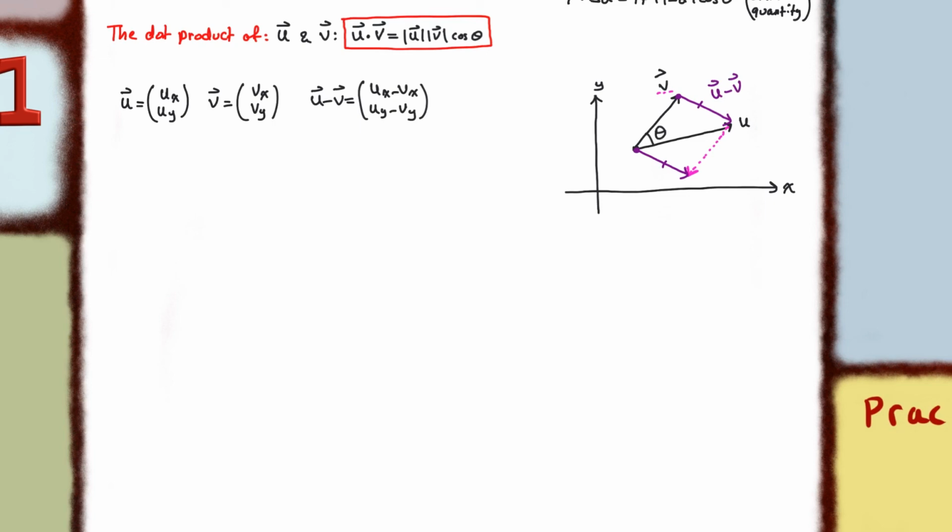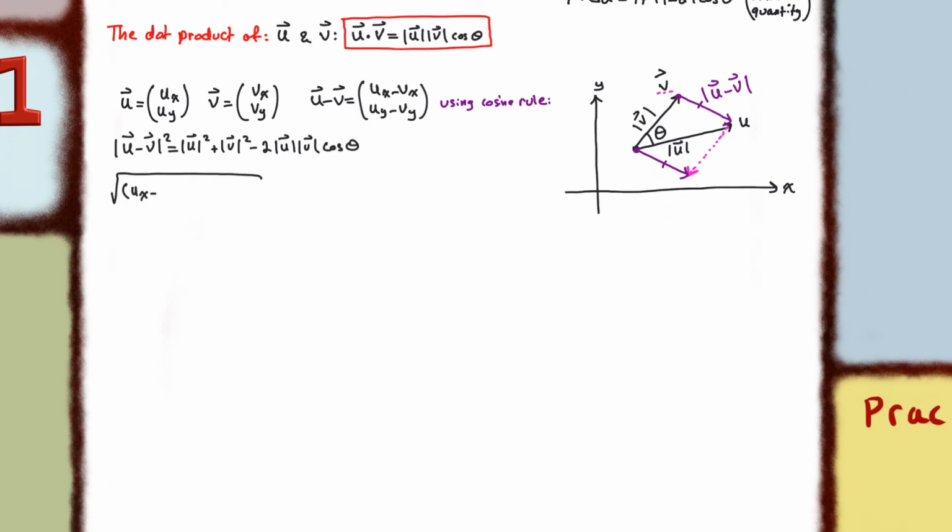Now we have formed a triangle. It has 3 sides, one that has magnitude of u, one that has magnitude of v, one that has magnitude of u minus v, and the angle between u and v is angle theta. Now we're going to use the cosine rule, and using the cosine rule we can see that the magnitude of u minus v squared is equal to the magnitude of u squared plus magnitude of v squared minus 2 times magnitude of u times magnitude of v times cosine of theta.